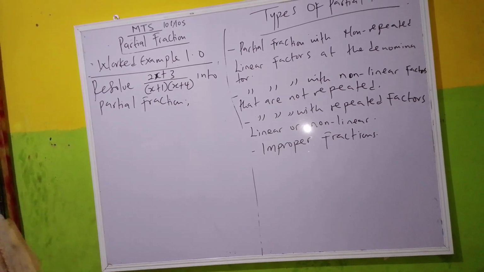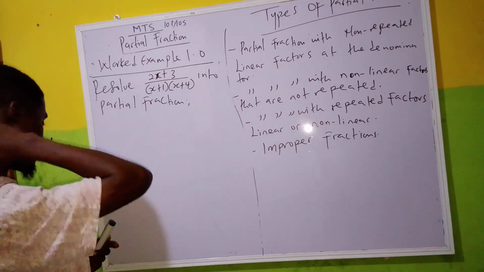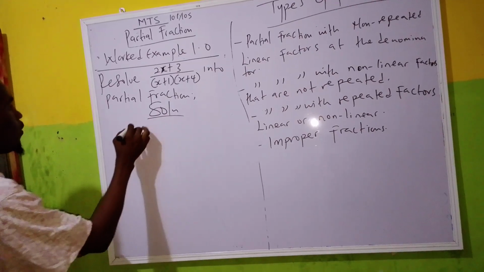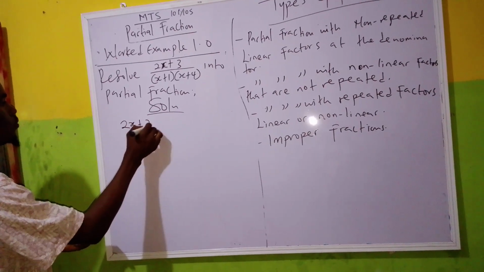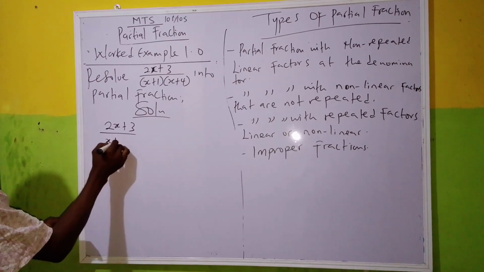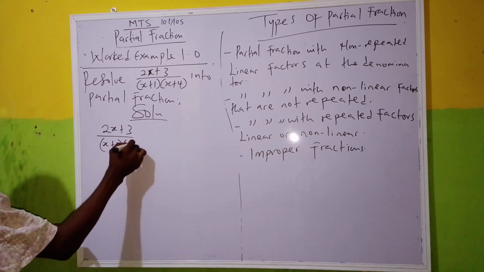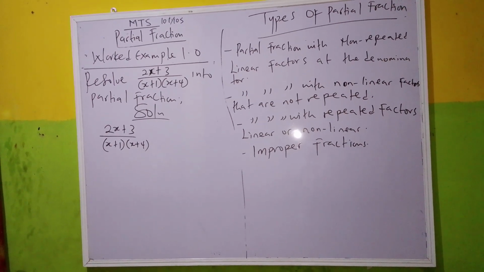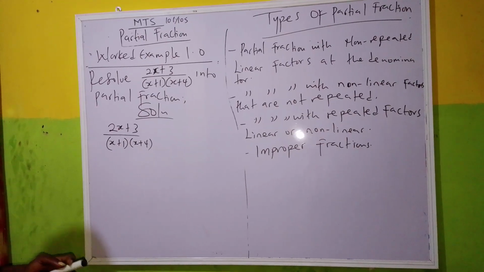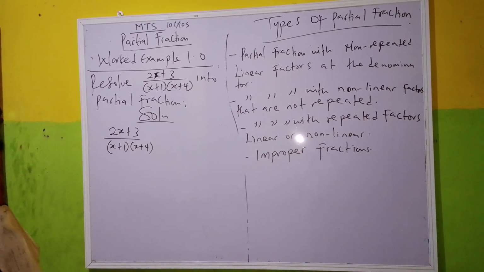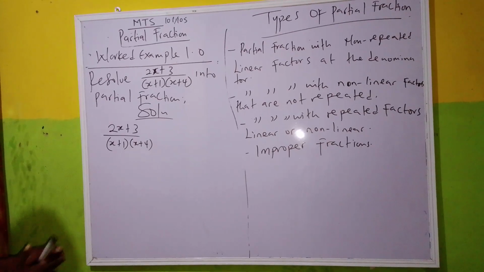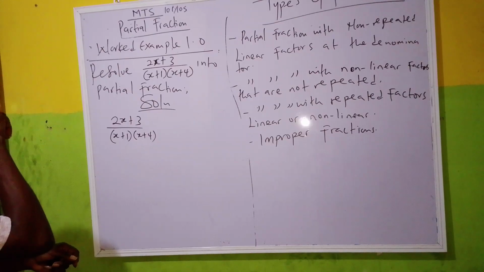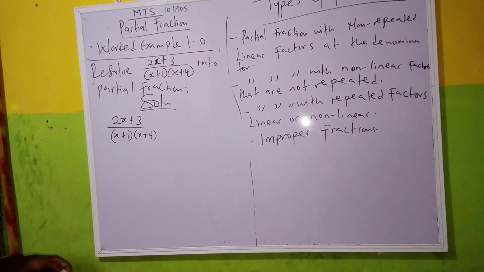So how do we resolve this? It's very simple. Solution: you're having 2x + 3 over (x + 1)(x + 4). I'm going to be using 2 methods. I'm going to use the partial fraction with non-repeated linear factors method, and then I'll use the simple method you can use to save time, the cover-up method. Whenever you have a question like this, look at the denominator: there is no repeated linear factor here.